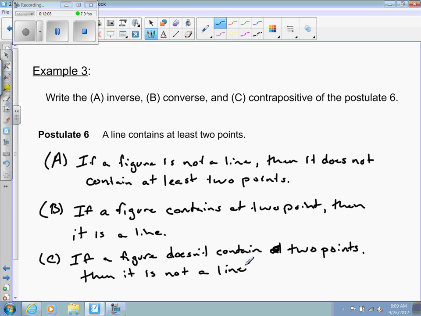Okay, so once again, inverse, you negate the hypothesis and negate the conclusion. Converse, you switch the hypothesis and conclusion. And the contrapositive, you do both. You negate it and flip hypothesis and conclusion.